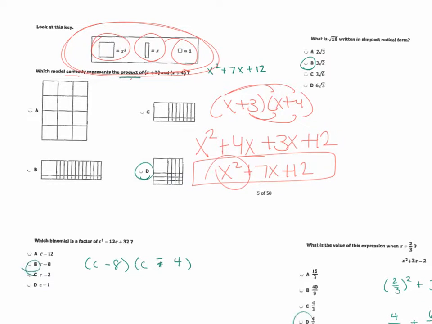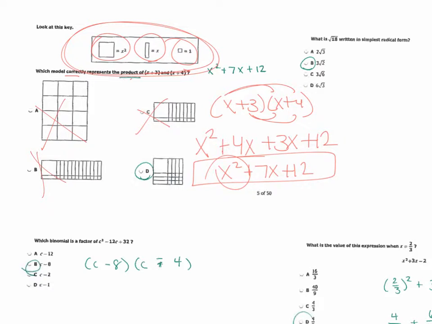X squared is the big square. So notice in A, I have more than one of those big squares. It's definitely not A. In B, I have 1x squared. C, I have 1x squared. D, I have 1x squared. If I now move to the rectangles, x, I have to have 7 x's, so I have to have 7 rectangles. So if I look at C, 1, 2, 3, 4, 5, 6, 7, and one down here, 8, definitely not C. If I look at B, 1, 2, 3, 4, 5, 6, 7, 8, 9, 10, it's way more than 7. It's definitely not B.